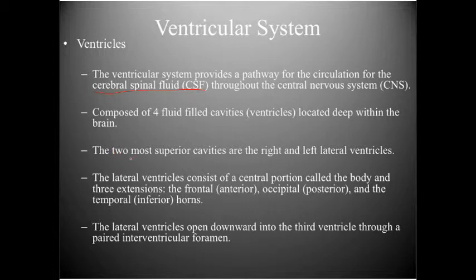The lateral ventricles consist of a central portion called the body and 3 extensions: the frontal, which is the anterior, occipital, posterior, and the temporal or inferior horns. The lateral ventricles open downward into the third ventricle through the paired interventricular foramen. And so once we see this on CT, it'll kind of demonstrate to you how this actually works.